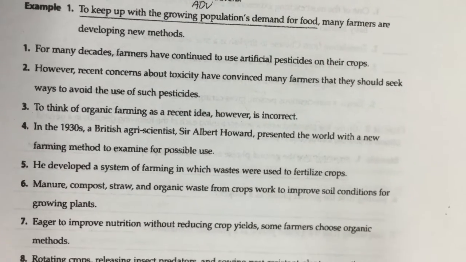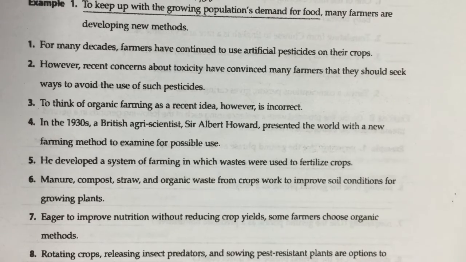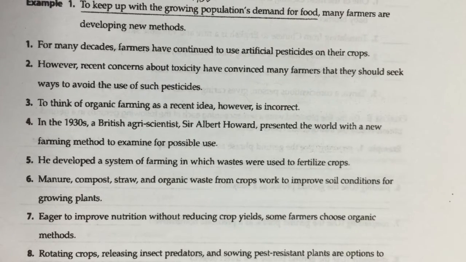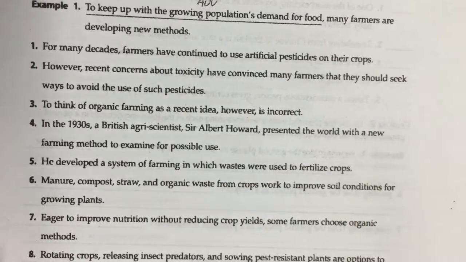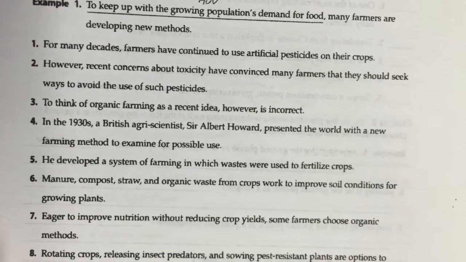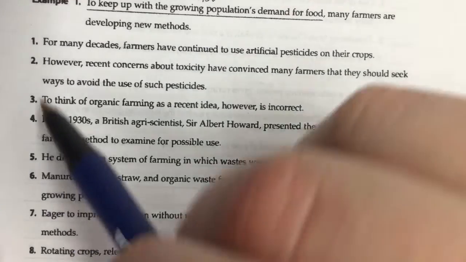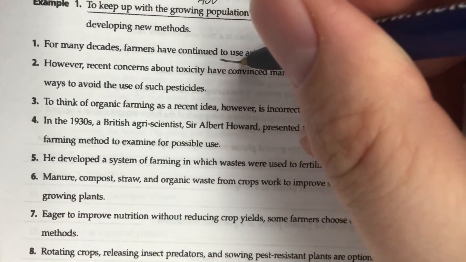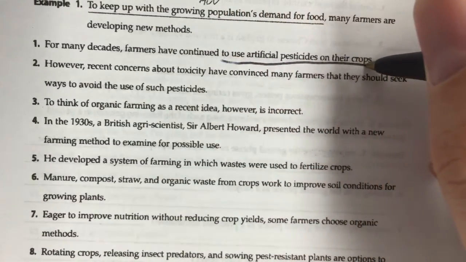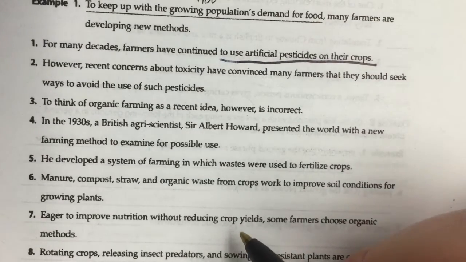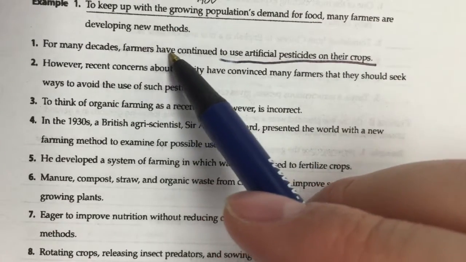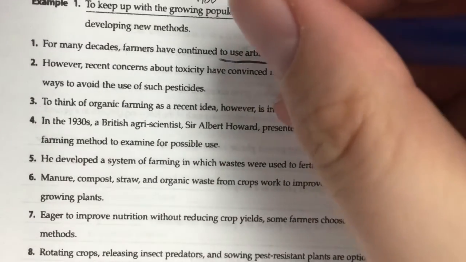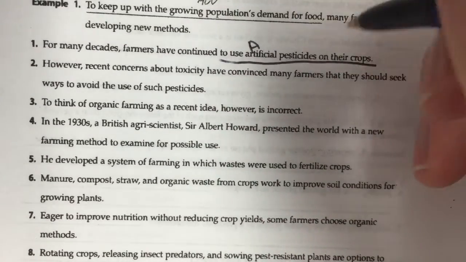I don't think that an infinitive can be used as a direct object or an indirect object. I think that your two choices are subject or predicate nominative. So I'm only going to do the first 5 here, so let's see. For many decades, farmers have continued to use artificial pesticides on their crops. Now this comes right after the verb have continued, so this is an adverb, just like we saw before.